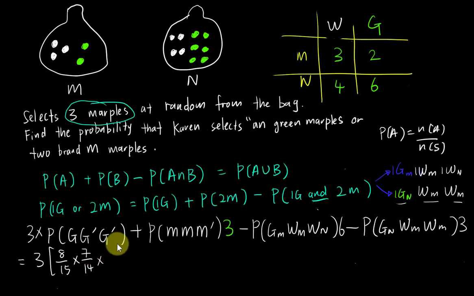And then the next one, because there are 7 here, if I choose 1 already for non-green, I still have 6, right? So 6 out of 13. Alright, then I will do the same thing. Let me write the 3 at the front here.